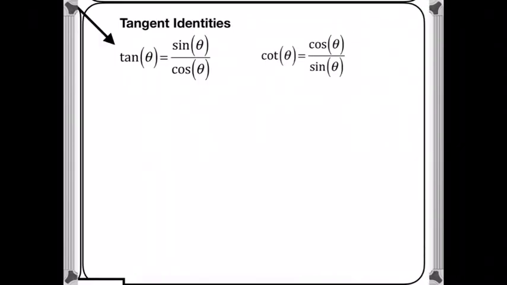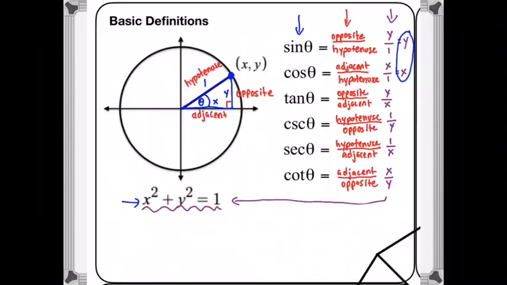Now, the reason why tangent theta equals sine over cosine is that if we look at the definition of tangent theta, and let's knock these both out at the same time, and cotangent theta, if we look at the trig identities here, we're going to see that tangent is y over x, and we're going to see that cotangent is x over y. So let's transfer those on over.